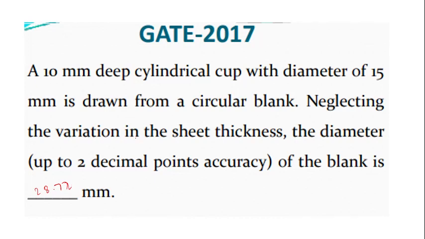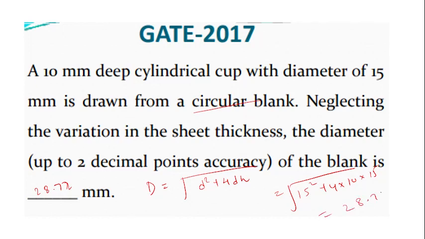Okay, so let's read this question. A 10 mm deep cylindrical cup with a diameter of 15 mm is drawn from a circular blank. Neglecting the variation in the sheet thickness, find the blank diameter up to 2 decimal points accuracy. So again, we have to use this formula only, that is capital D equals under root of small d square plus 4dh, which will be under root 15 square plus 4 into 10 into 15. You will get around 28.72 mm. Any doubt in this question?